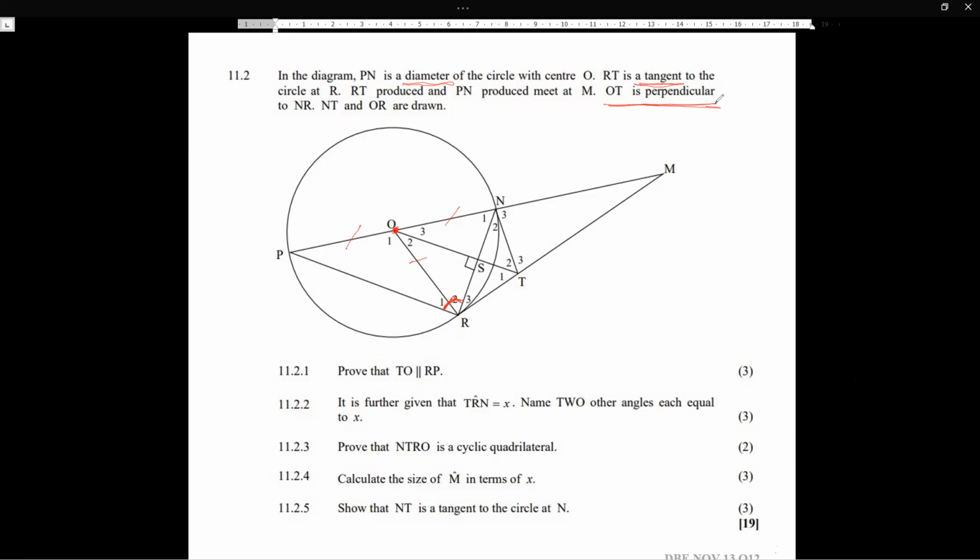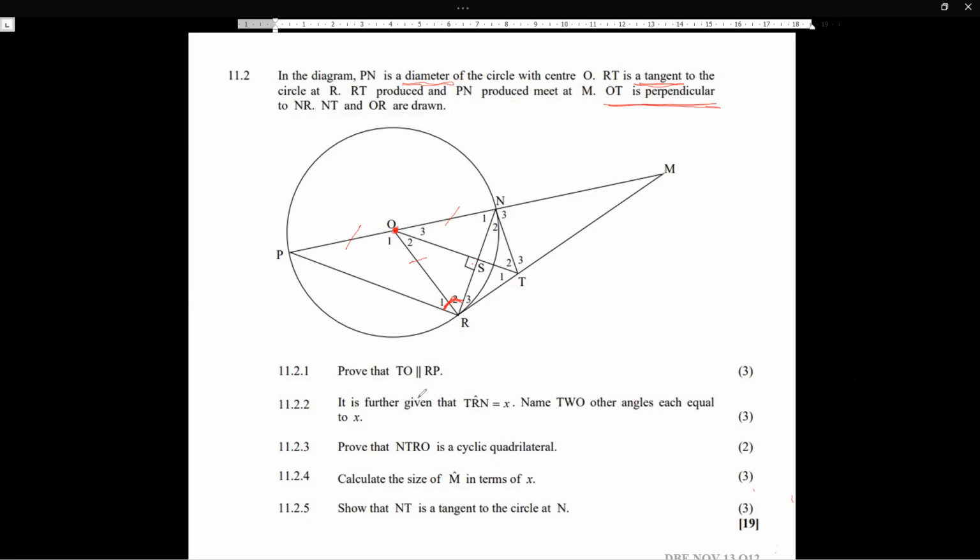No. I'm talking about this point. If this angle S is 90, and remember it's coming from the center, that's the chord theorem. So it means that S will also be the midpoint. Okay, we're going to use that a little later. So we're ready to start the question. The first question is to prove that TO is parallel to RP.